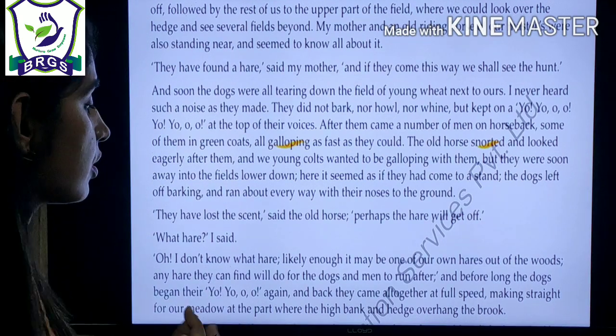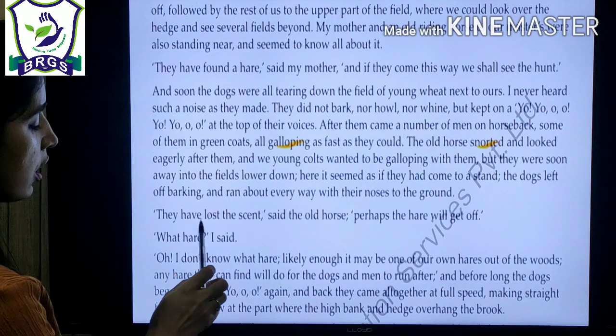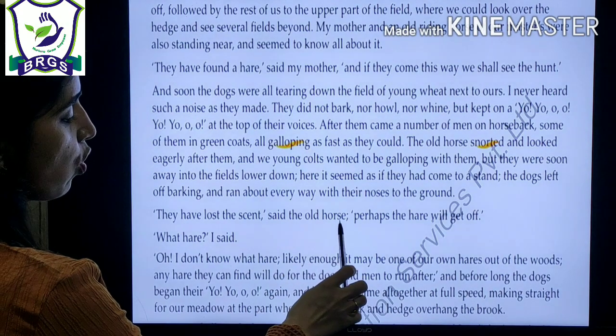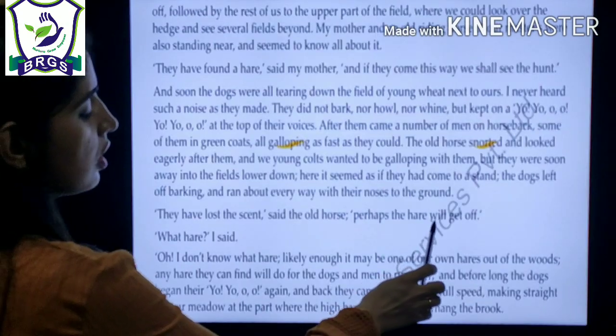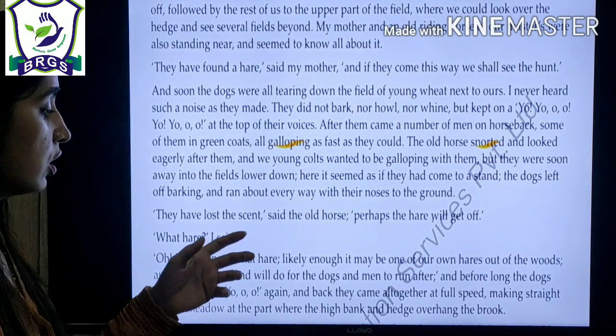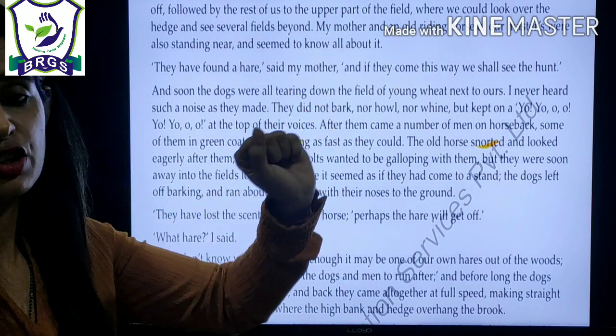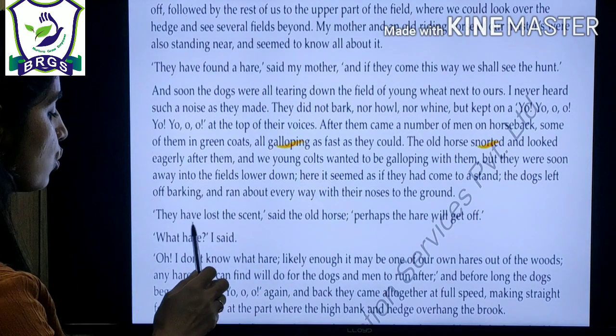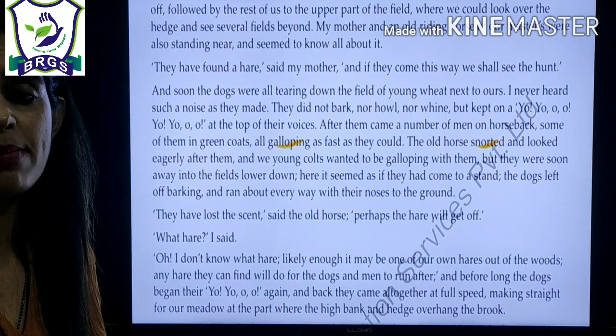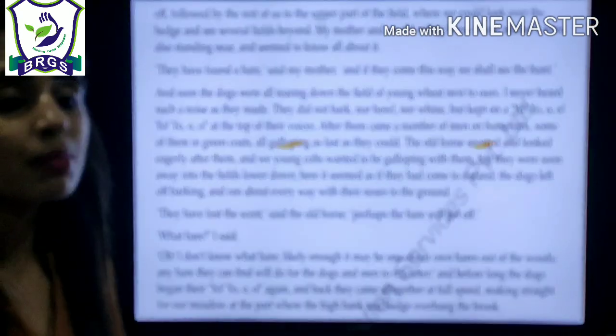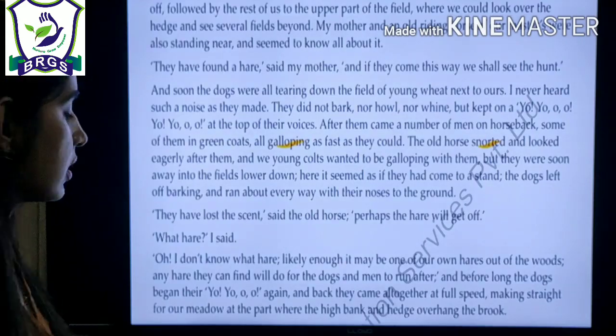They were looking for the hare, the rabbit. "They have lost the scent," said the old horse. "Perhaps the hare will get off." They were thinking, the old horse and mother, that maybe the dogs have lost their scent, their smell, and couldn't find their target.